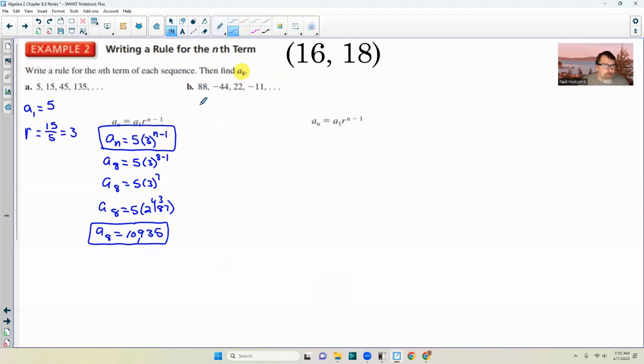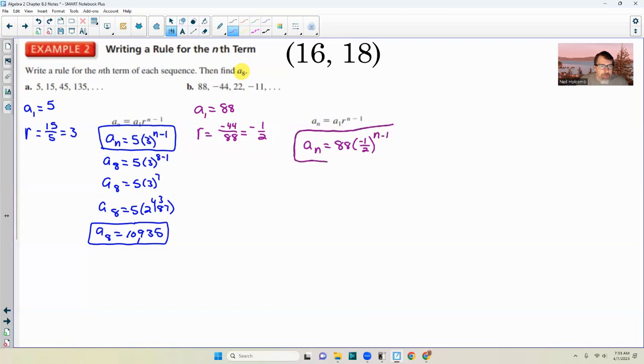So let's try it one more time. A sub 1, so list what you were given. A sub 1 is 88. R equals the second term divided by the first term, which equals negative 1/2. 44 is half of 88. So there's my a sub 1, there's my r. So now I can write a rule. A sub n equals my first term, 88, times negative 1/2 to the power of n minus 1.